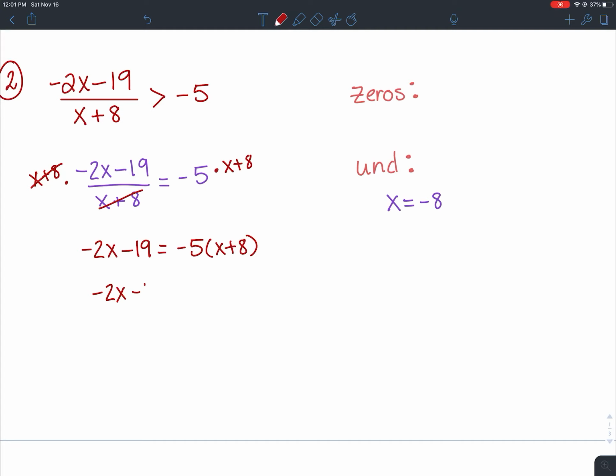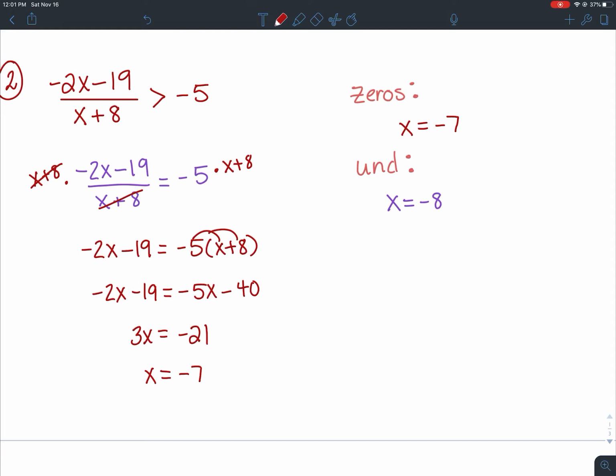Negative 2x minus 19 equals negative 5x plus, whoop, nope, gotta distribute. Be careful, it's not plus. So negative 40. I add over my x, I get 3x. I add over my 19, I get negative 21. So x equals negative 7. So my 0 is negative 7.